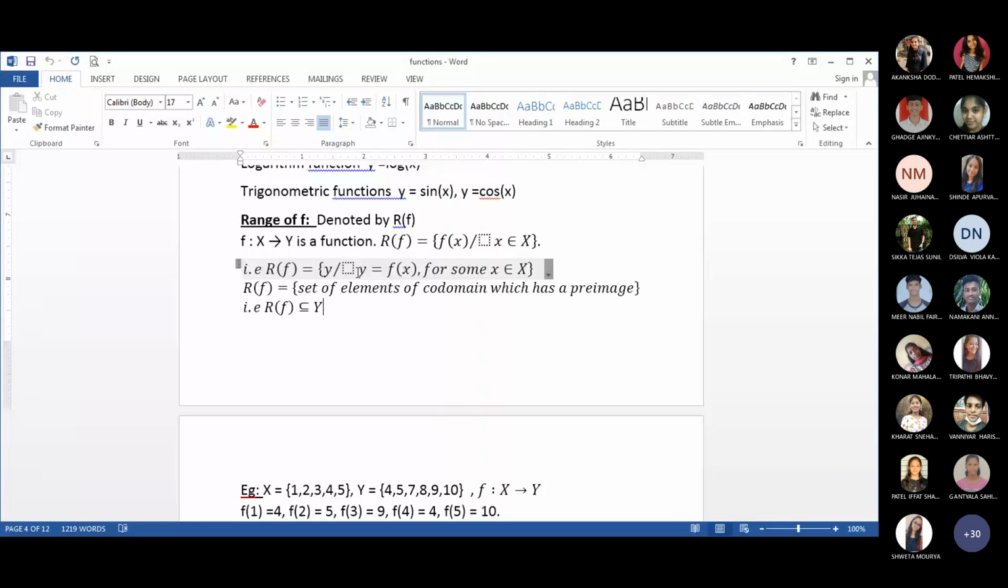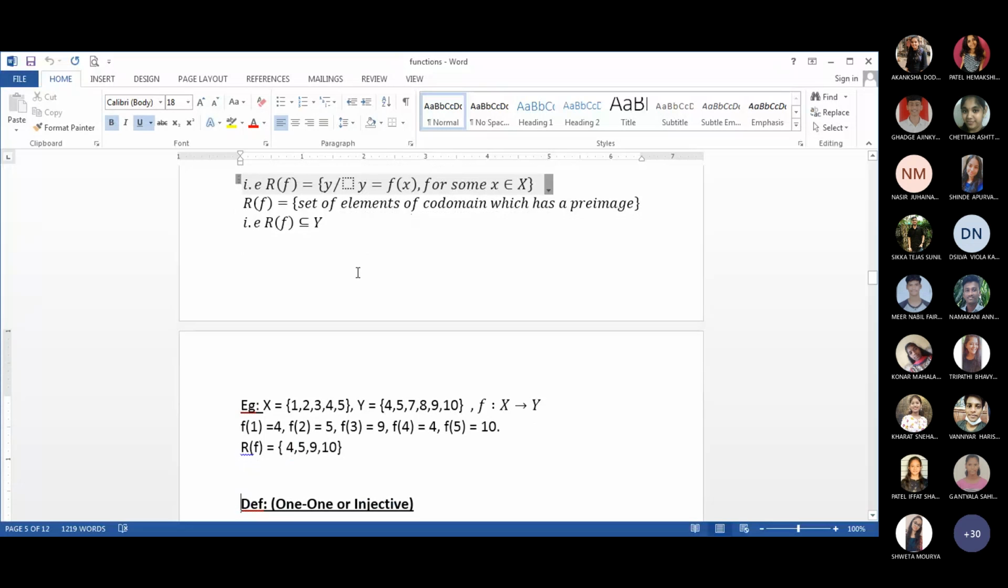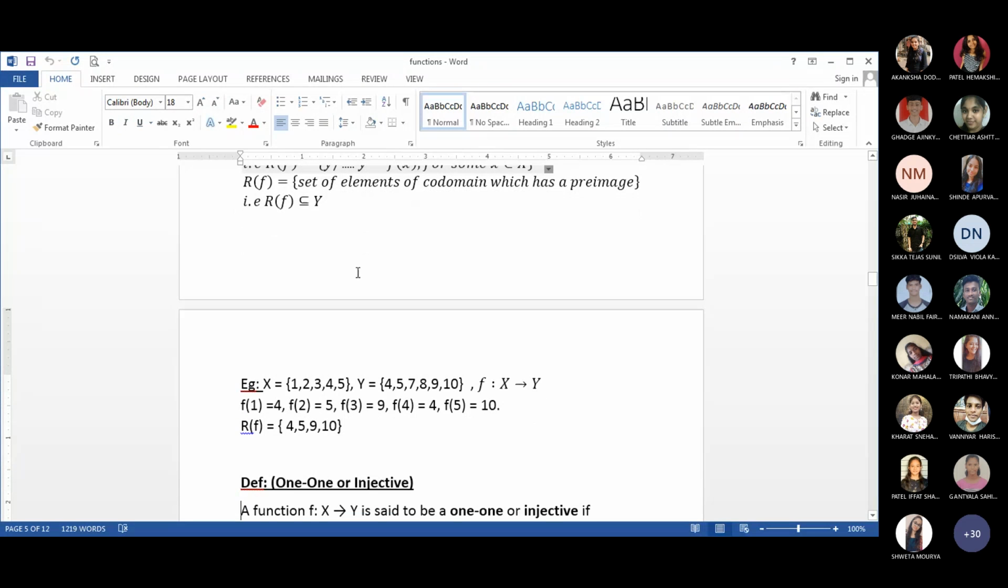Okay, so again I repeat, the range of the function will contain those elements of the codomain which have a pre-image in the domain. We had seen that it is not necessary that every element of the codomain has a pre-image. We had seen many examples where there are some extra elements in the codomain which have no pre-image, so that is very well possible.